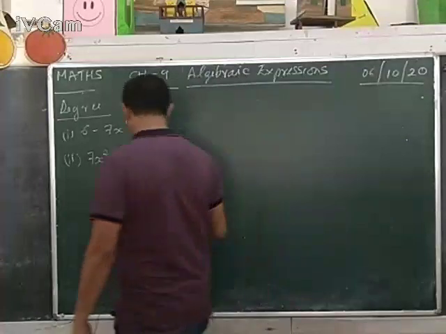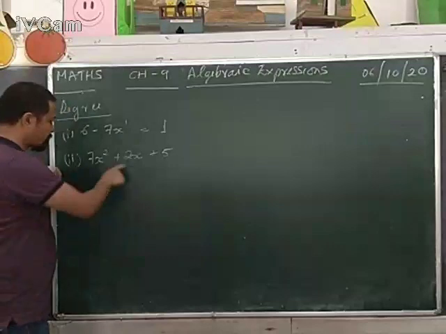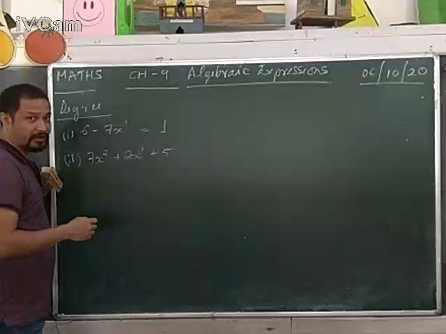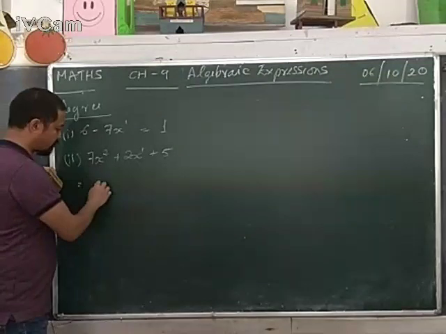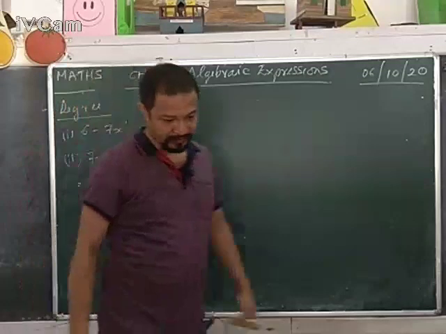Now look at this. Forget the number, the constant. Look at the variables. This is x to the power 1. This is x to the power 2. Which is higher? Understood? It is this one. So the degree is 2. That's how we do it.